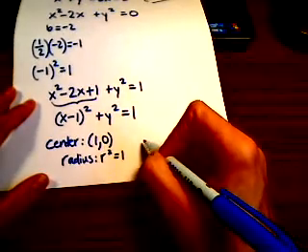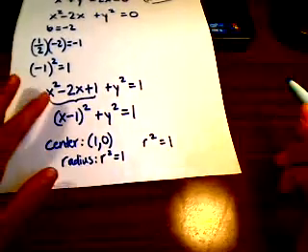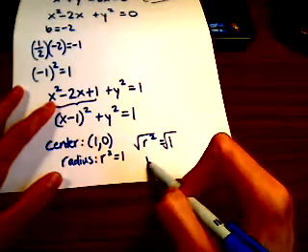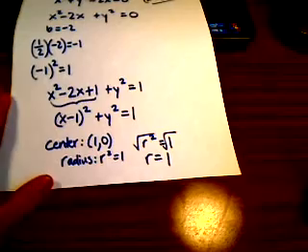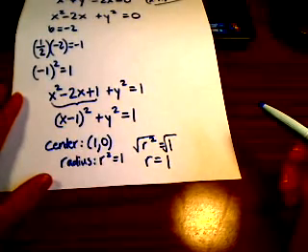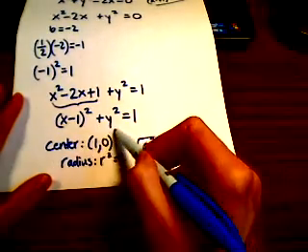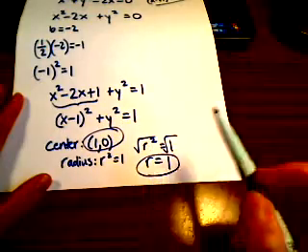So if I was to make that a little bigger for you. If I was to take the square root of both sides, our radius here is technically plus or minus 1, but because we're talking about a radius, we're equivalent to 1. Okay, so we have a center of (1, 0) and a radius of 1.